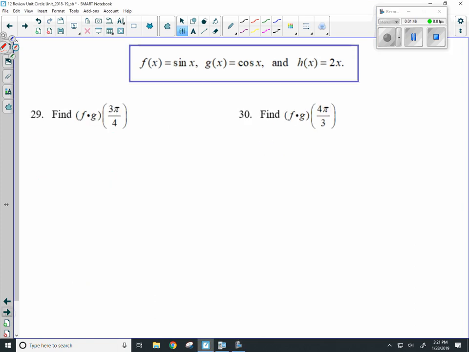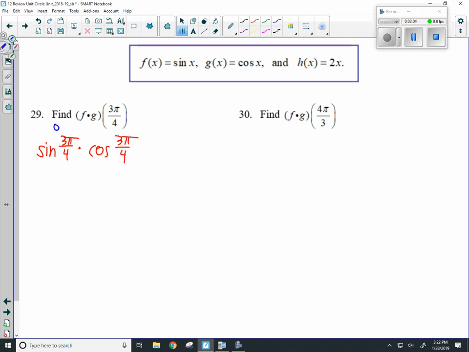We're going to go ahead and take a look at 29 and 30 as well for this. So these are both multiplication problems. These ones are in radians. That's a little bit nicer. So we're going to do sine of 3 pi over 4, and we're going to multiply it by cosine of 3 pi over 4.